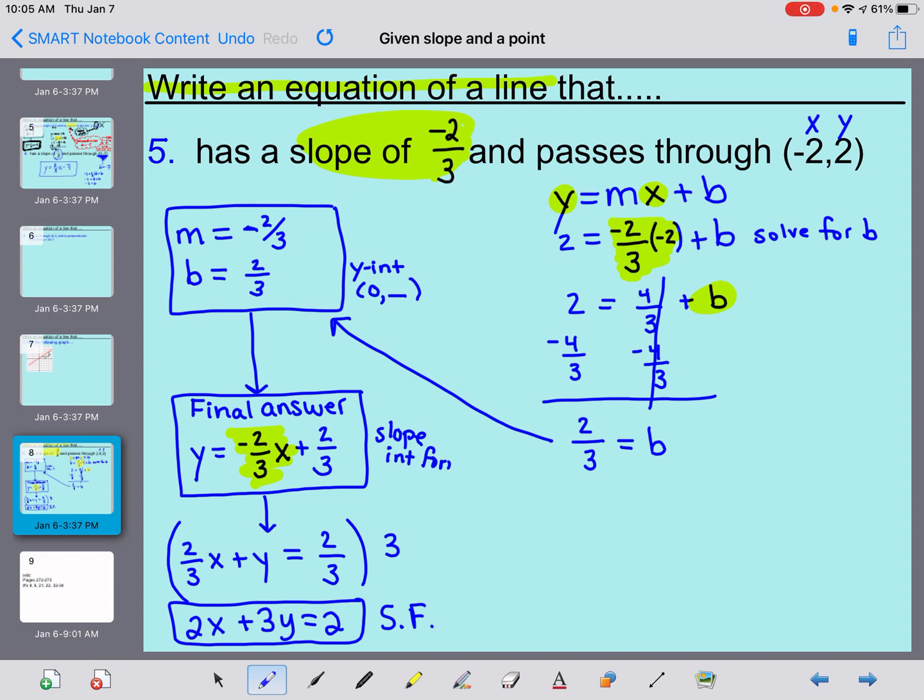How do you know which form to do? You read the question. If the question doesn't say, we just do slope-intercept form, right? If the question wants standard form, it will say standard form.